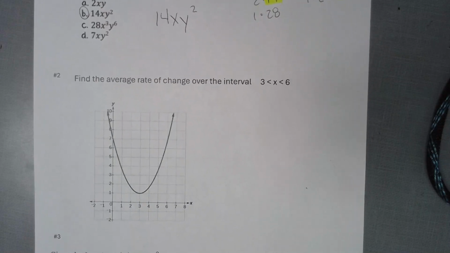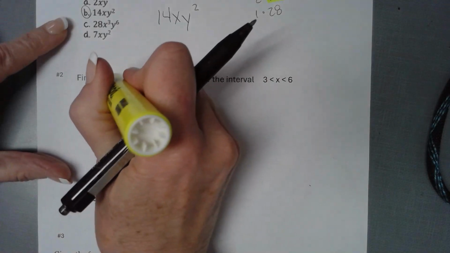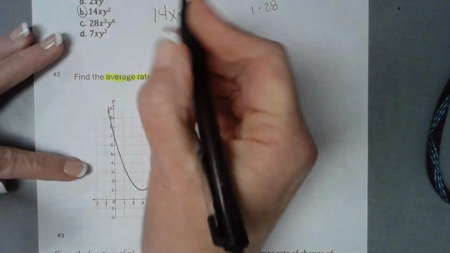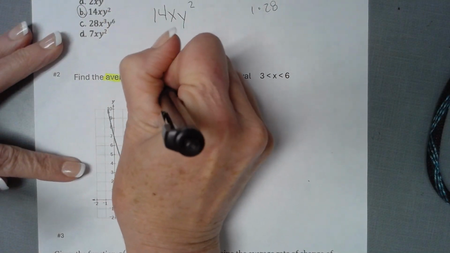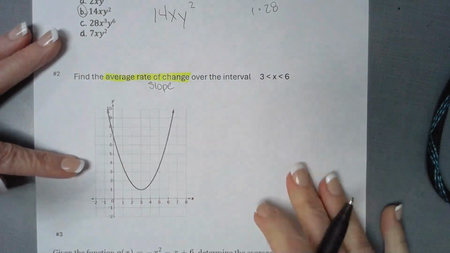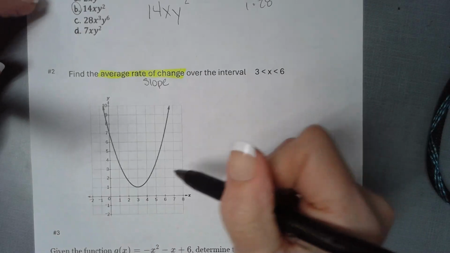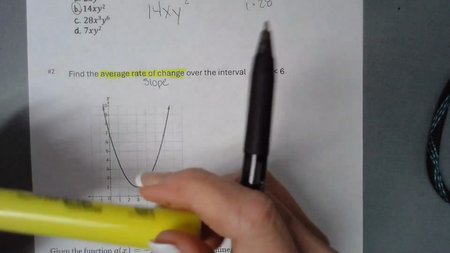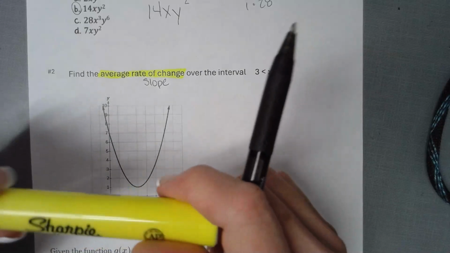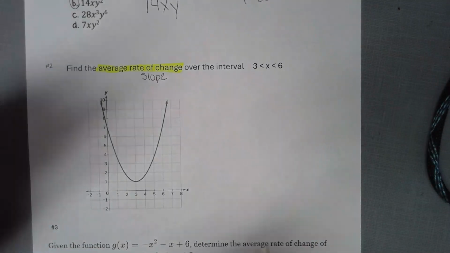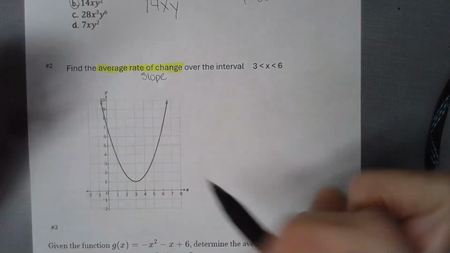Okay, bringing back average rate of change, because we've got to know how to do that. We should know by now you are just calculating the average slope, and they have to give you a specific interval because the slope is different everywhere unless it is linear. So this is not linear. So average rate of change from x is 3 to x is 6.